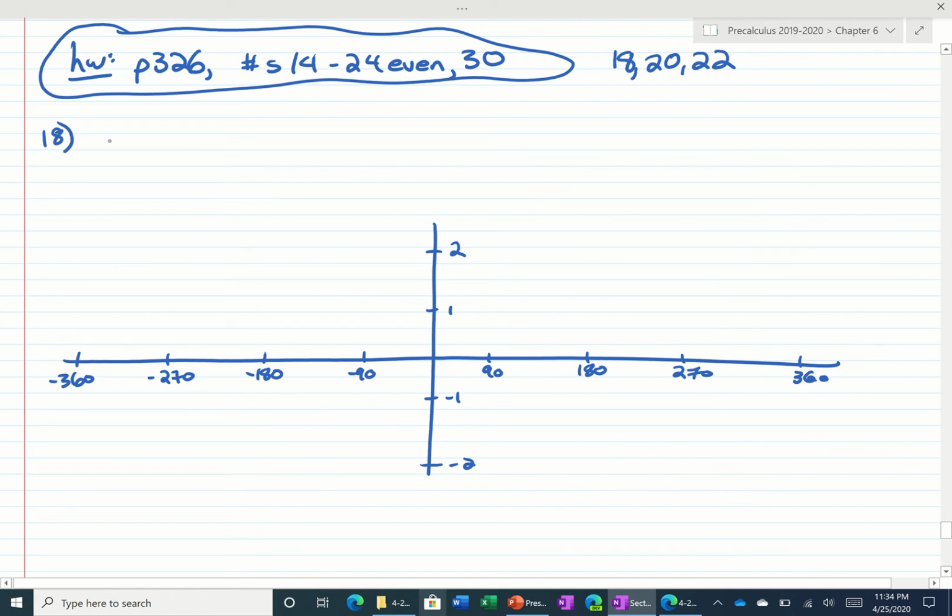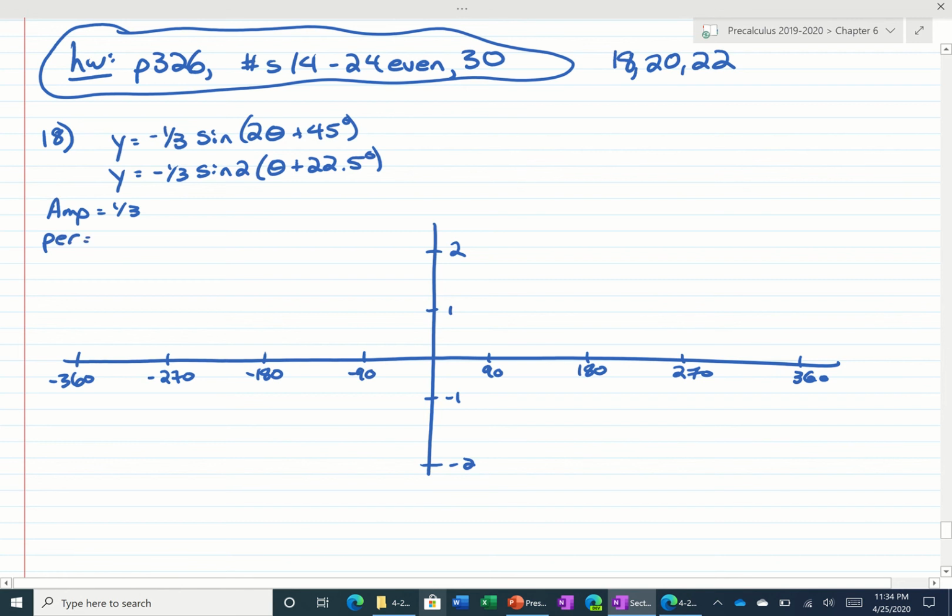So for number 18, it says y is equal to negative 1/3 the sine of 2 theta plus 45 degrees. Okay, so we are going to take out the 2. Alright, and right away we can see that the amplitude is going to be 1/3. The period is going to be 360 divided by 2, or 180. And the phase shift is one of those weird ones. It's 22.5 to the left.